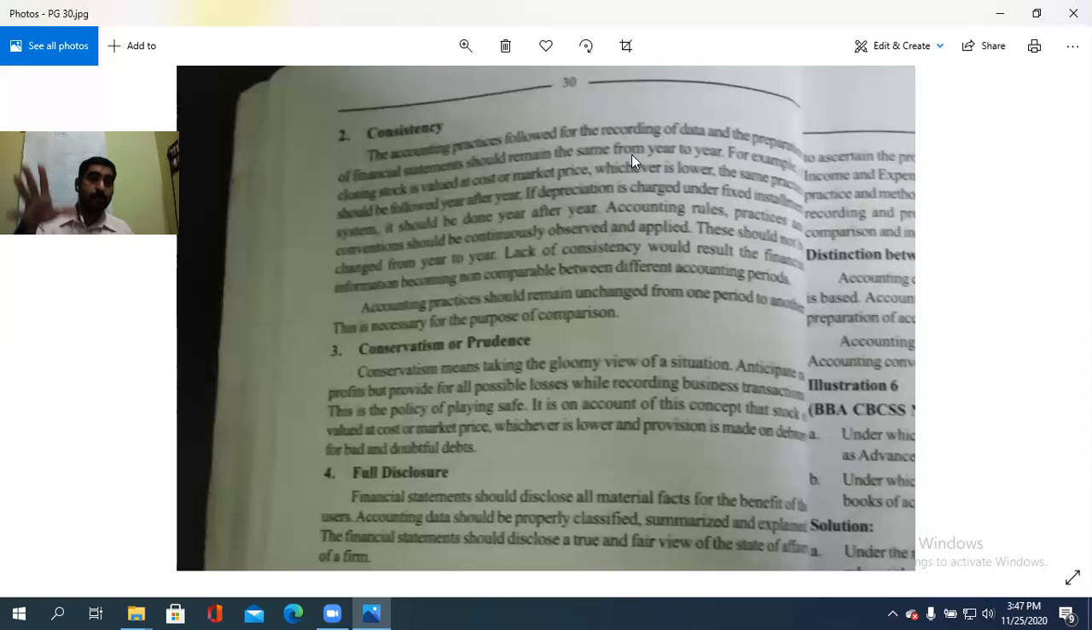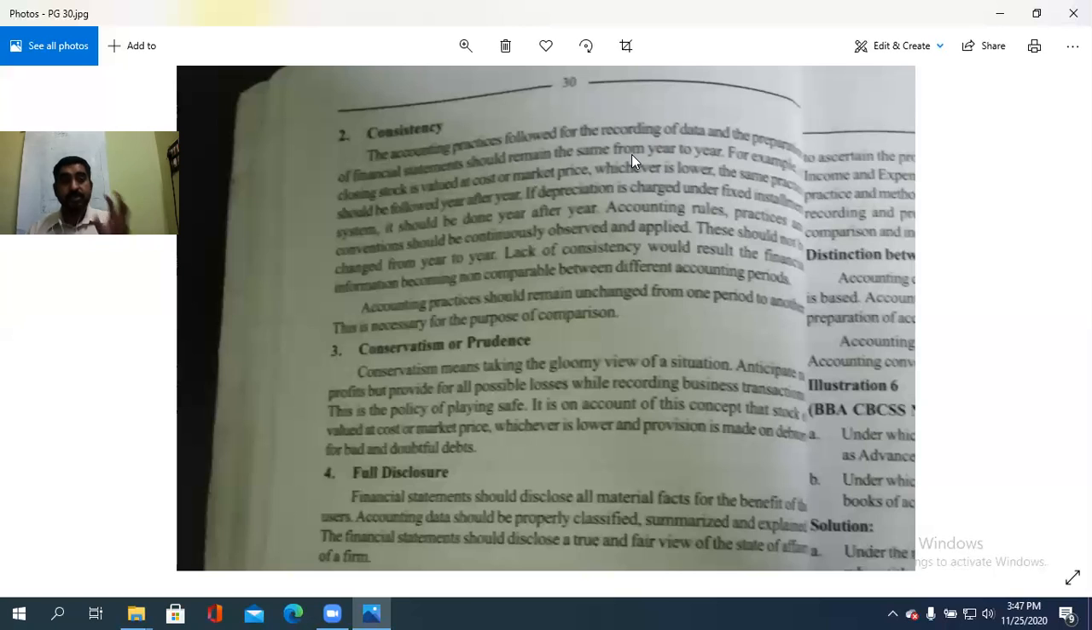We don't expect profit, but we can face losses. Possible losses to be faced while recording the business transaction. It is on account of this concept that stock is valued at cost or market price, whichever is lower, and the provision is made on debtors for bad and doubtful debts, because that is also a part of the net profit provision. So that is why the conservatism or the prudence, it means what?